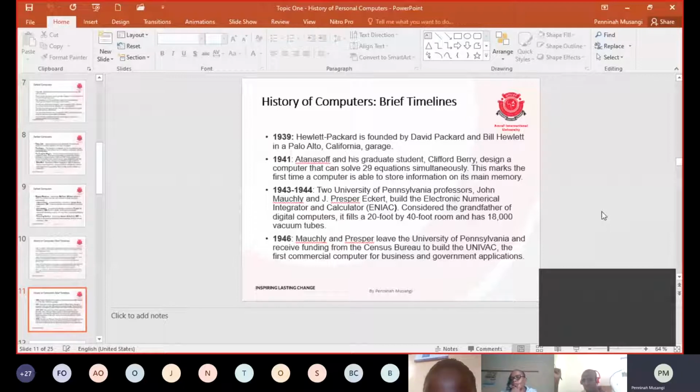Now try to solve that issue of one problem at a time. And with that, it marked the first time a computer was able to store information in its main memory. So for the computer to be able to compute this number of instructions, it means they have to be stored somewhere in a memory. And therefore, this is the time now memory came to be used.